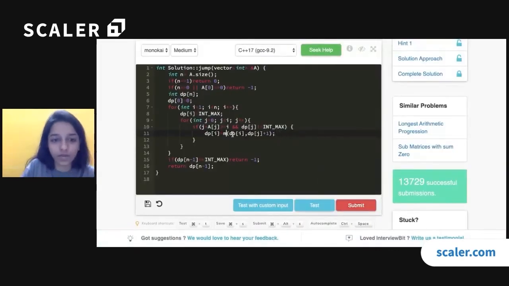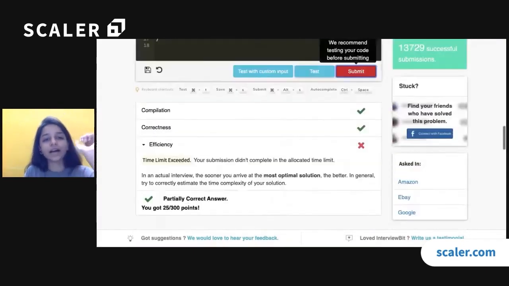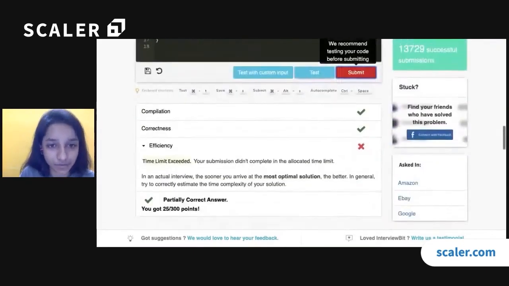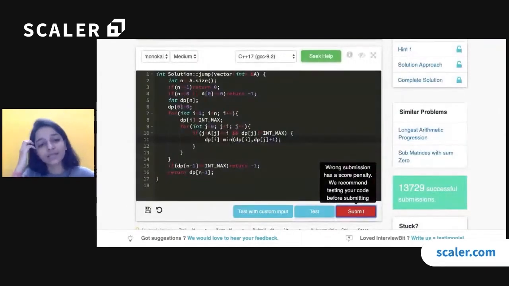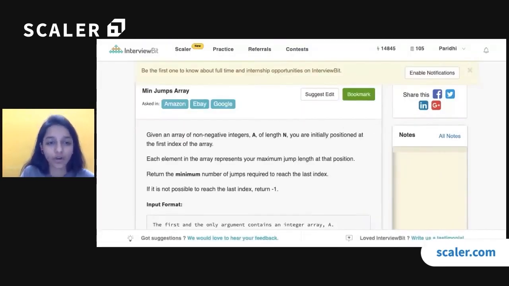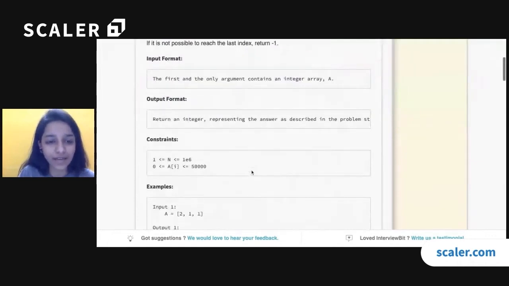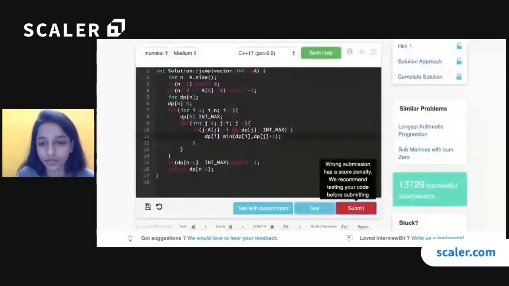Okay, sorry, this should be minimum. We actually have got the partially correct solution, because this problem can also be solved in order of n. That is the greedy approach. I want you guys to explore that approach. Here we have discussed the different solutions, so if anyone has any doubt, you can ask in this particular solution.